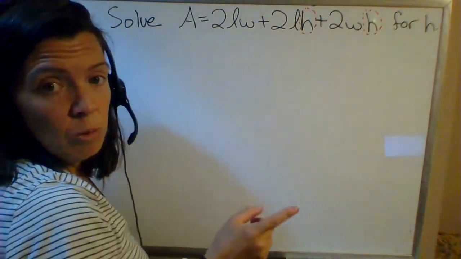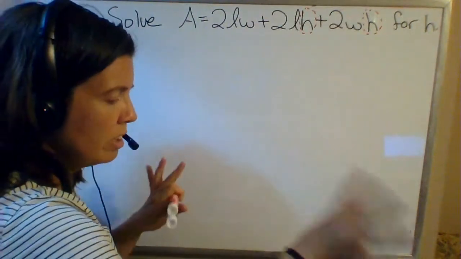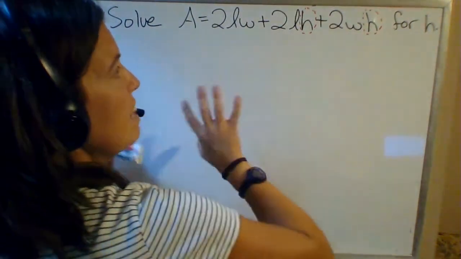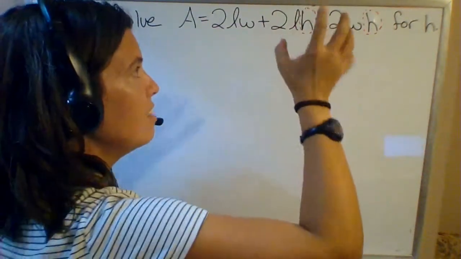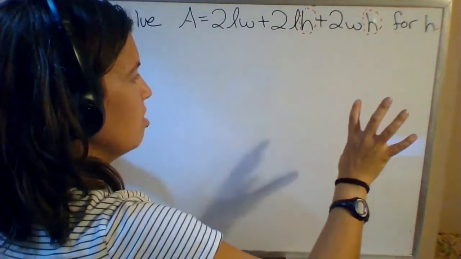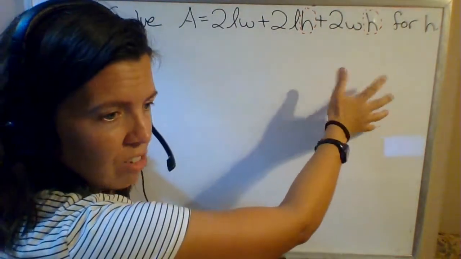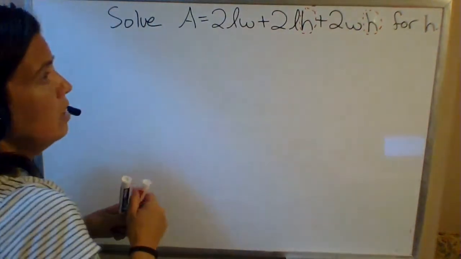But the way to deal with that is to first think of it like you're sorting the equation like you might sort laundry. So anything that has an H attached to it, put that on one side of the equation. Anything that doesn't have an H attached to it, put that on the other side. So we want to sort the equation so that one side has terms that involve H and one side has terms that do not involve H.